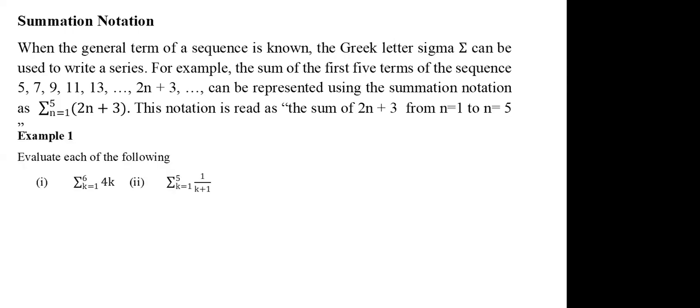Let's look at an example. If I ask you to evaluate each of the following, the summation of 4k, k from 1 to 6, what does it mean? If I ask you to generate this sequence, 4k, generate the first 6 terms of this sequence. What are you going to have? The first 6 terms of this sequence, 4k. What are the sequences now?